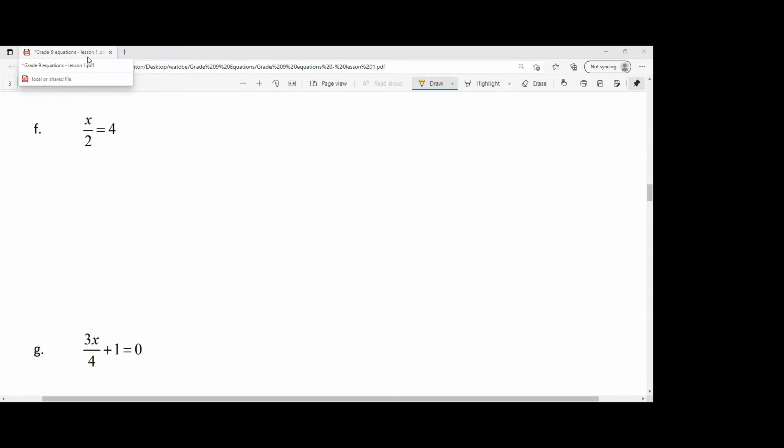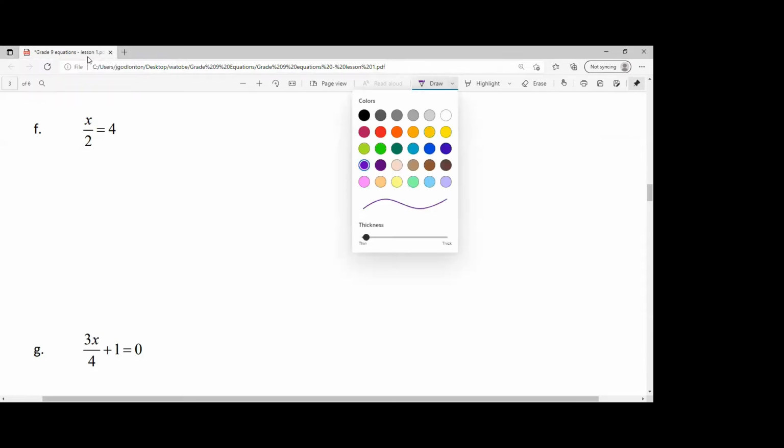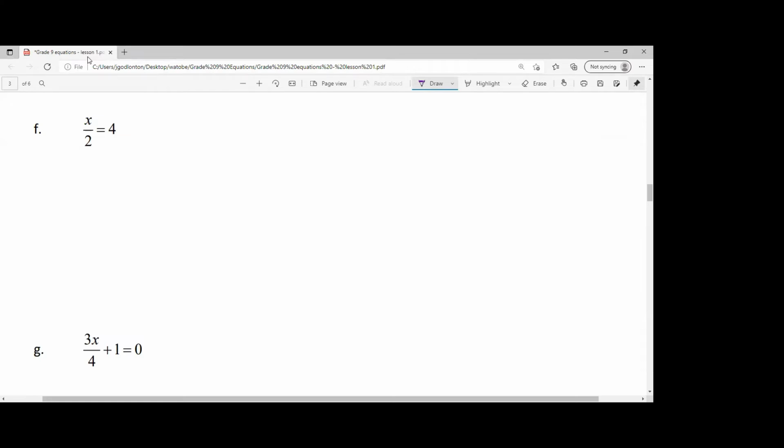Ma'am, for F, would it be 8 over 2? It wouldn't be 8 over 2, but your 8 is really good. So what you've seen here is that this is actually x divided by 2. So you knew that that needed to move up. But when that guy moves up, it's just going to become 4 times 2. So x will be equal just to 8. The part of what you said was really, really good.